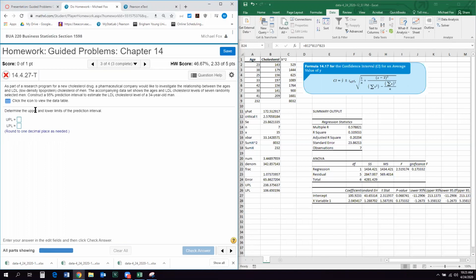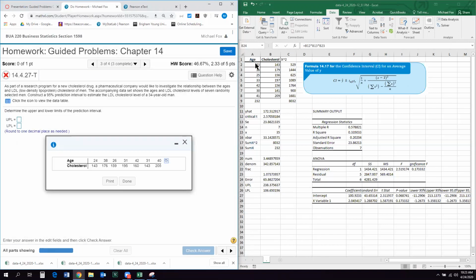So watch now. If we go and do a similar problem, I just type in all these variables: 24, 43, 38, 176, 26, 159. So I'm just updating the data.